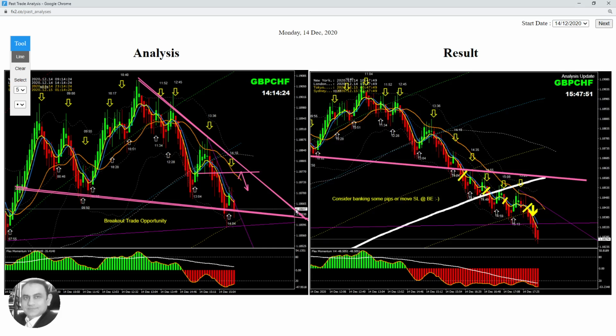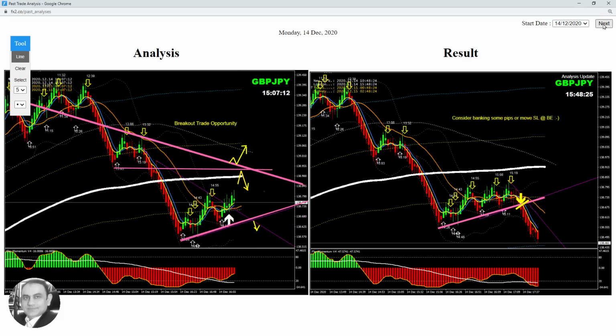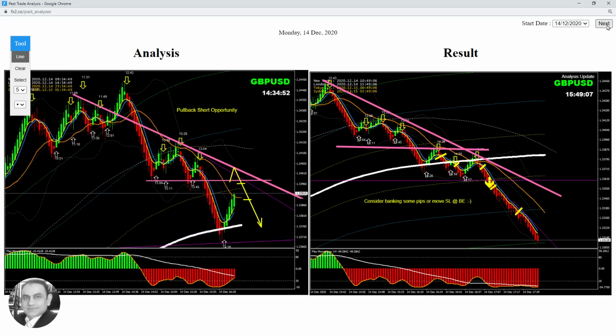Pound Swiss franc, beautiful breakout. You guys see that as soon as the momentum develops bearish, we only take a trade towards the momentum and towards the trend in intraday, and you can see a beautiful breakout afterwards. Beautiful pullback short trade on pound Swiss franc. Pound yen, we already had this breakout, banked beautiful pips, price developed another pattern, beautiful breakout short trade.